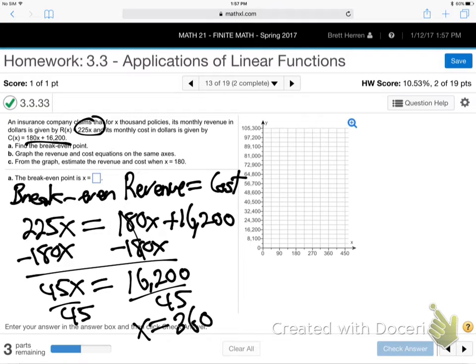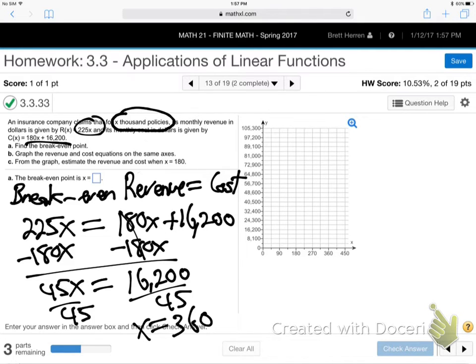Now, do you know what x is, like in the real world on this problem? What is x? Number of thousands of policies. Yeah, you're right. X is 1,000, so that's 360,000 policies. So that's how many policies the company needs to produce in order to break even, to overcome their initial setup cost, in other words. If they crank out 360,000 policies, they're just breaking even. Anything more than that, they're making profit. That's basically what we found. So that's the first question.